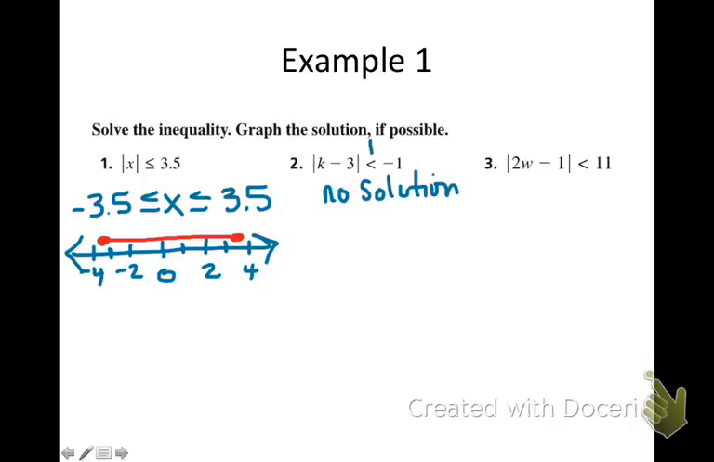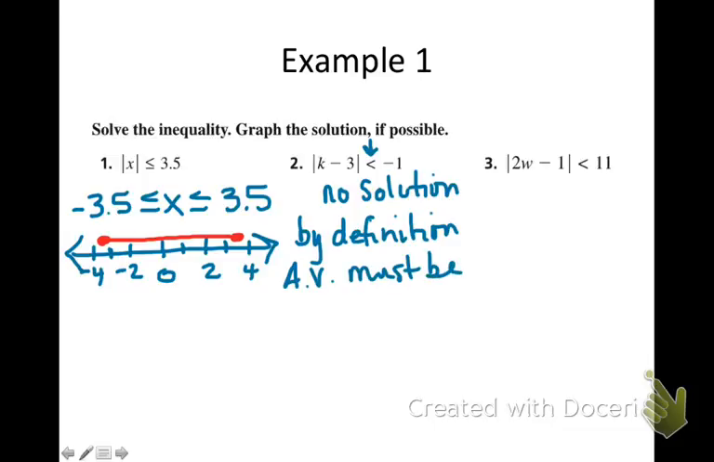Now, pay attention, that's when the symbol is less than, okay? Because we'll use the words here. By definition, the absolute value must be greater than or equal to 0, and therefore we can't graph it because there's no solution. But let's look at what's happening in part 3.